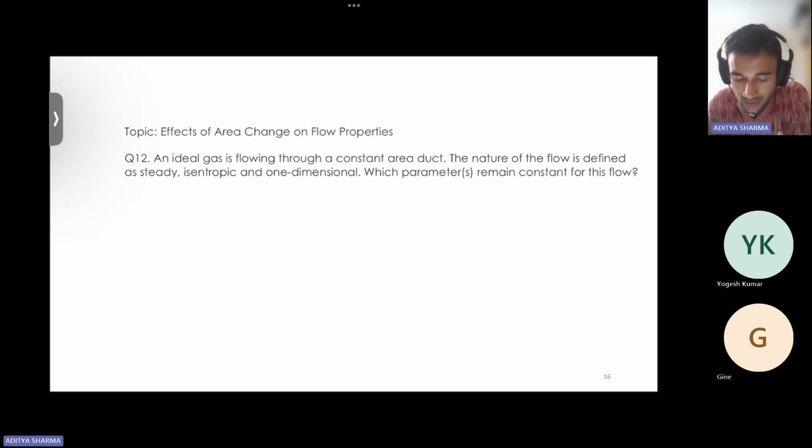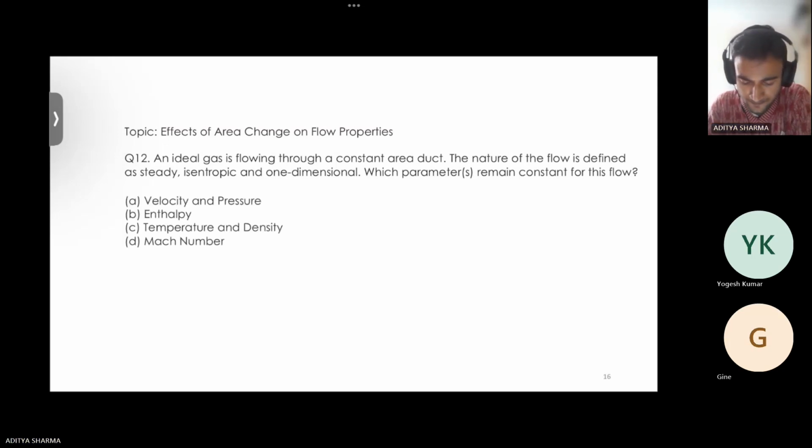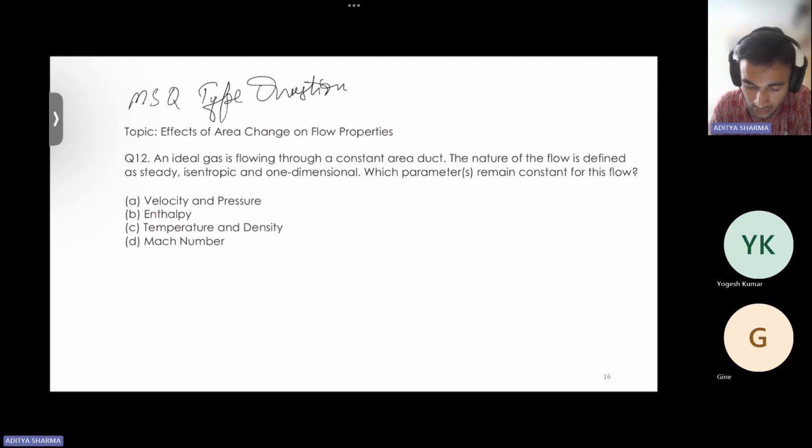Effects of area change on flow properties. An ideal gas is flowing through a constant area duct. The nature of the flow is defined as steady, isentropic, and one-dimensional. Which parameters remain constant for this flow? It's an MSQ type question, multiple select. Please try to answer.